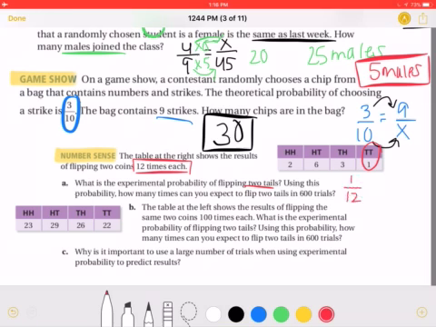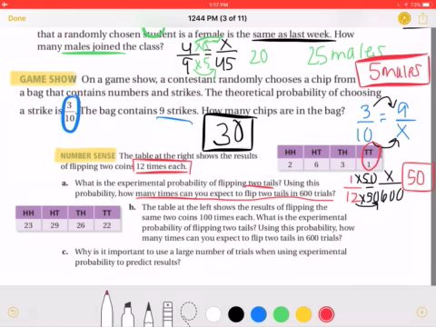Now, the second part says, using this probability, how many times can you expect to flip 2 tails in 600 trials? So what you'd have to do is set this up as a proportion with 600 as your total trials. I want to know, what would you expect? Well, I know 12 times 50, because 12 times 5 is 60, so 12 times 50 is 600. So 1 times 50 is 50, I would expect it to happen 50 times.